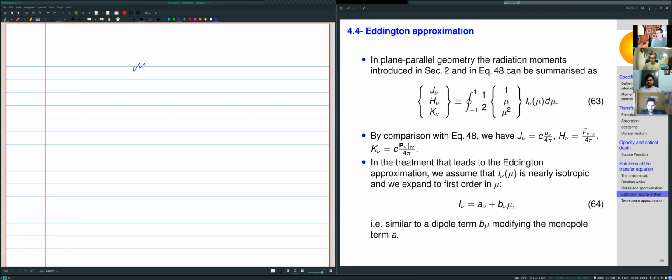So, I'll very briefly refresh your memory about these moments of the specific intensity field. So moment 0, mean intensity, moment 1, which would be the radiation flux, and moment 2, which is related to the radiation pressure.